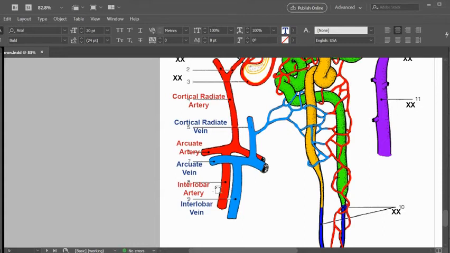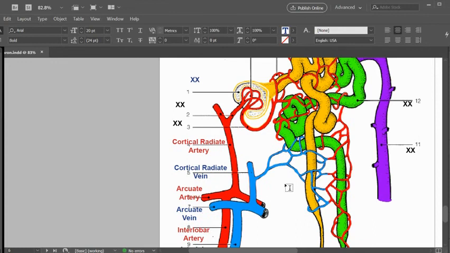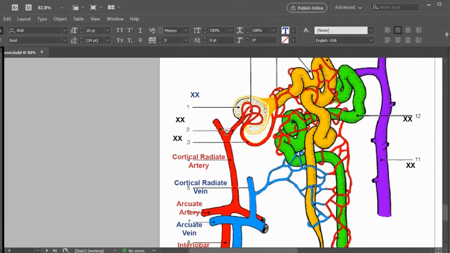8 is interlobar artery. 9 is interlobar vein. So now let's come up into the blood supply in this area. We see that number 2 is coming into the glomerulus, and number 3 is leaving it. This is one of those rare times where an artery both goes into and out of a structure. Usually it's an artery in and a vein out. In this case, it's artery in, artery out.